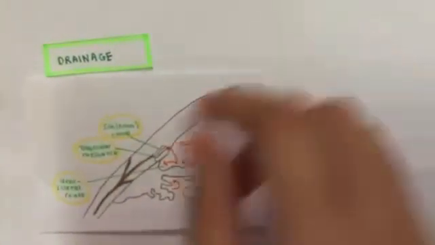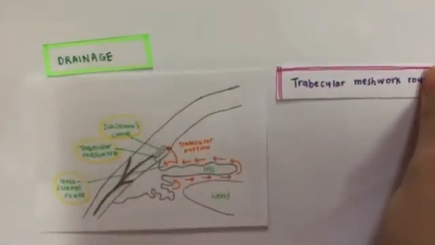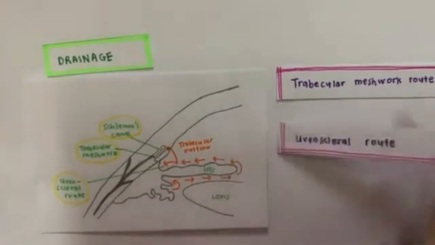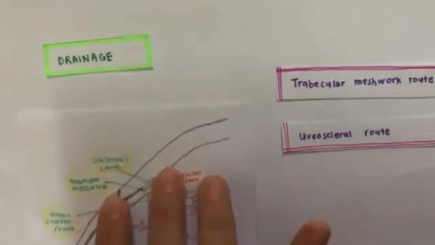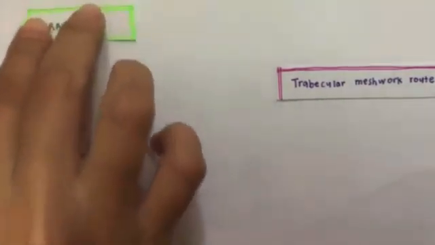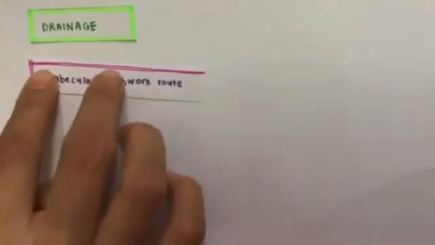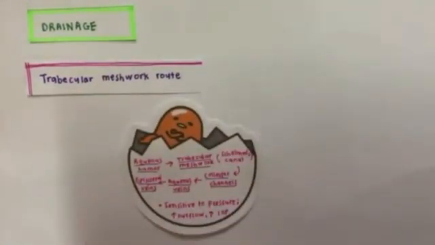Lastly, the drainage system of the aqueous humor has two different pathways. Firstly, the trabecular meshwork route, and secondly, the uveoscleral route. Let's take a look at the first pathway, which is the trabecular meshwork route.